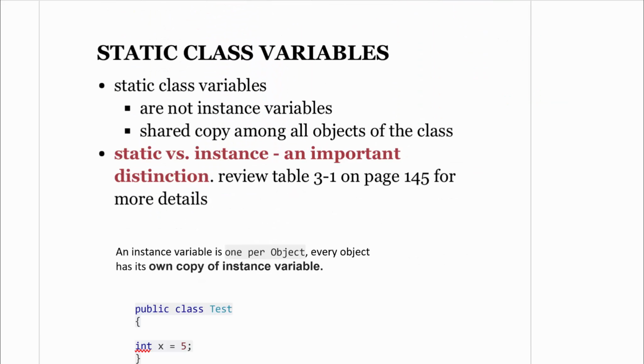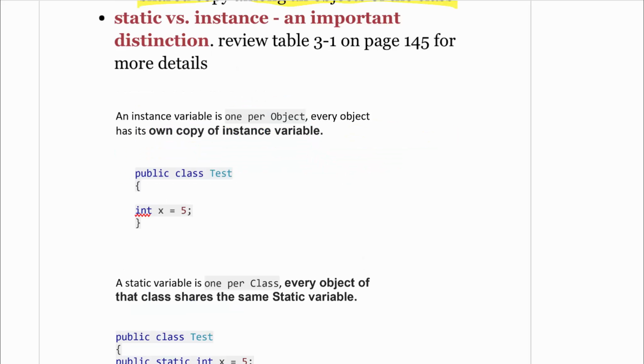And so, we touched on what non-static means, so let's talk about what static means. A static class variable is not an instance variable, and they're shared copies amongst all objects of the class. So if you did have a static attribute, it'd be something where every single object of the class shares the exact same value. And this is a breakdown of what it means to be an instance variable or a static variable.